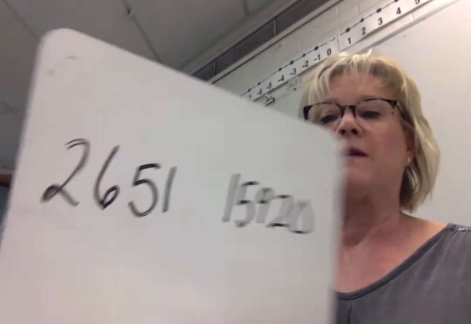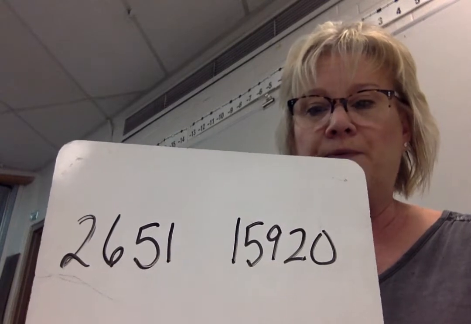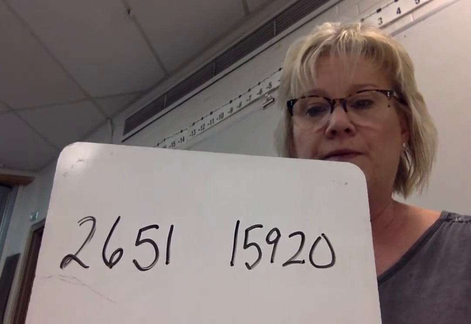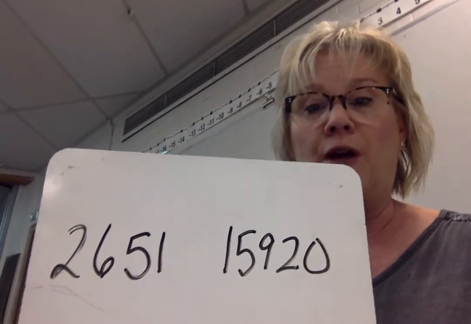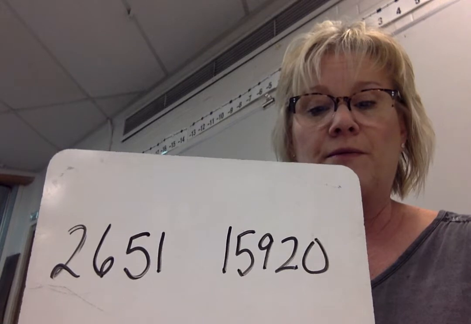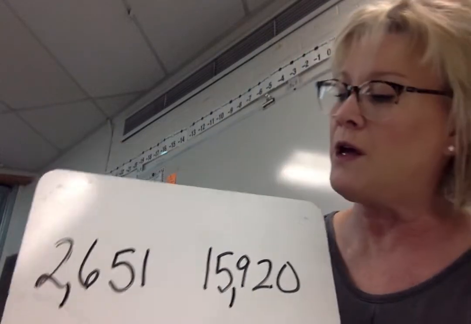All right, go down to the next line. And now we're going to write two numbers. And I'll show you those two numbers. Write these. And now I want you to place the comma where it should go. Here's where the comma should go.